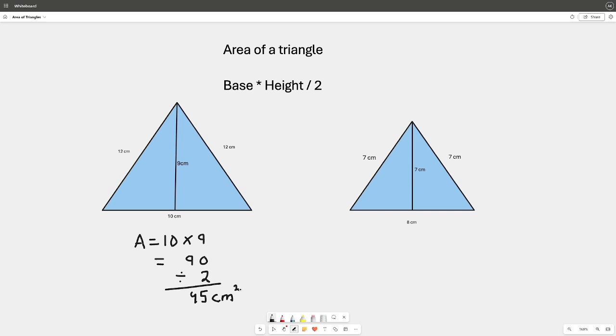And that's it. So again, quick review. We got the base here. We multiplied it by the height, the line going up from the base to the vertex. And then we divided it by 2. And that gave us the answer.